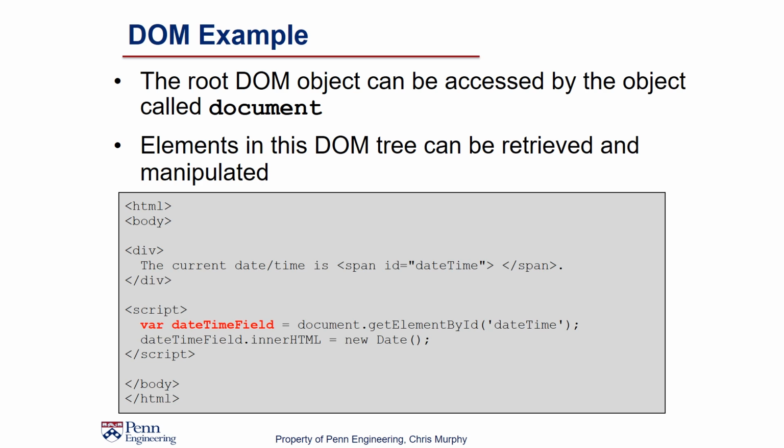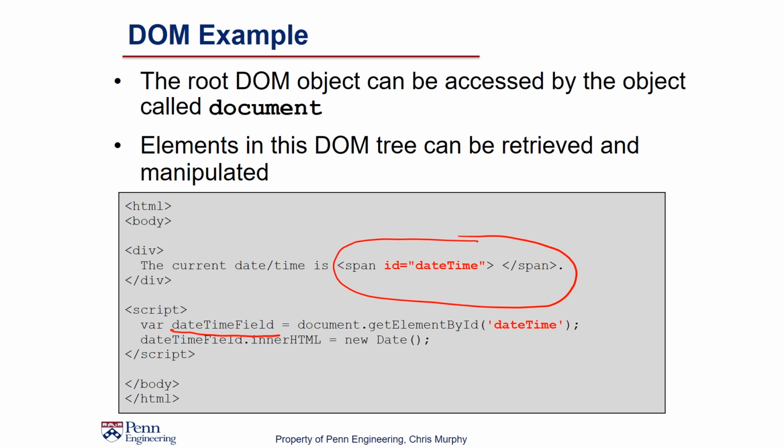We'll specify a variable called datetime field. We'll use this global document object. We'll call its getElementById function to get that HTML element using its ID. The ID that we'll pass, or the argument that we'll pass, is datetime. And this will match, of course, the ID here for this span. And we can think that datetime field is now referring to this element in the HTML.